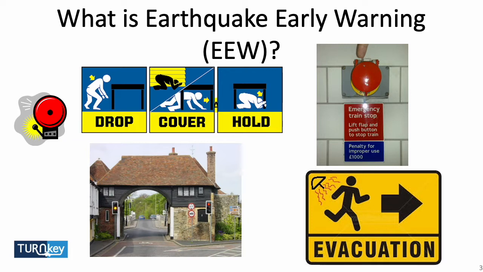For example, we can duck, cover, and hold to protect ourselves from injury. We can slow down trains. We can prevent cars from entering bridges. And we can even evacuate, say, the ground floor of buildings if we have sufficient time.